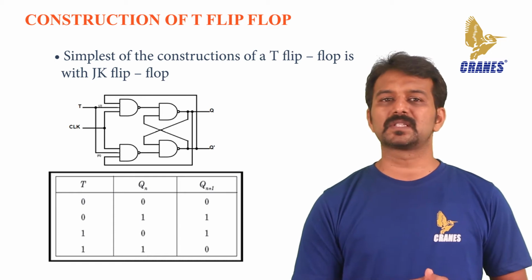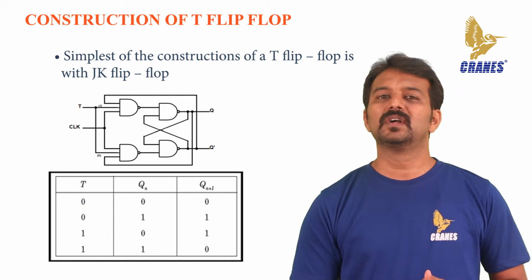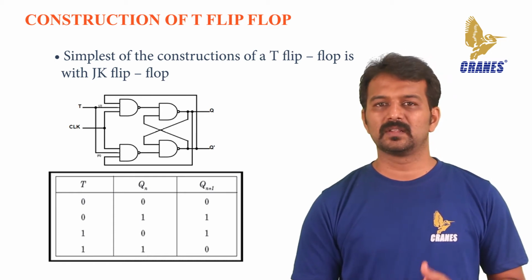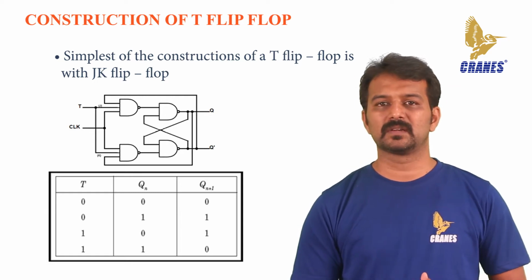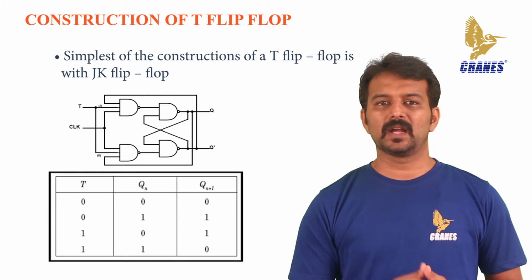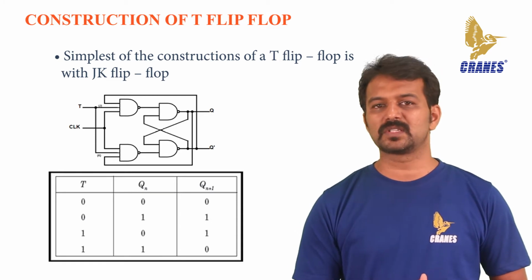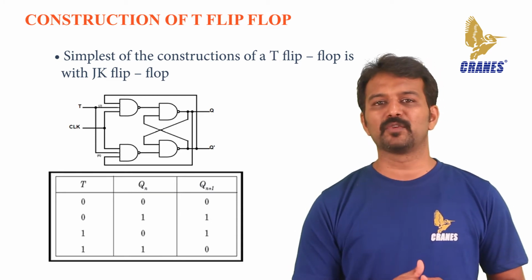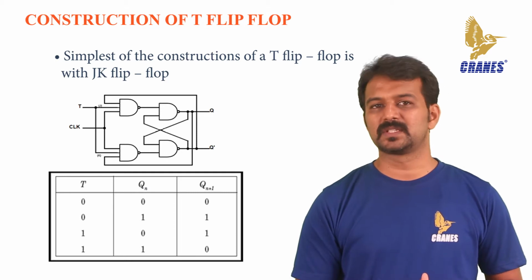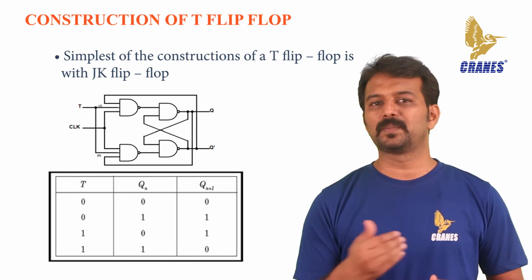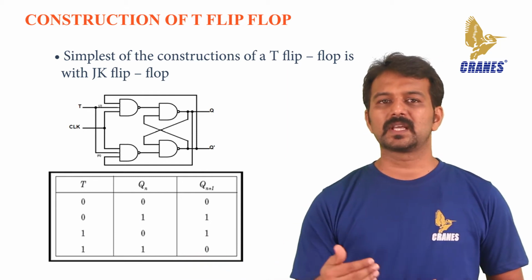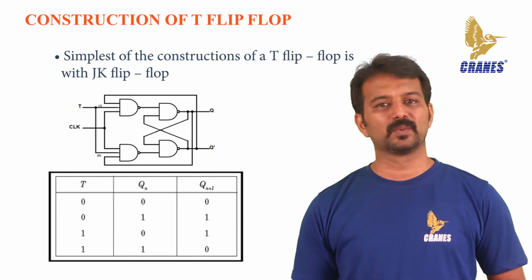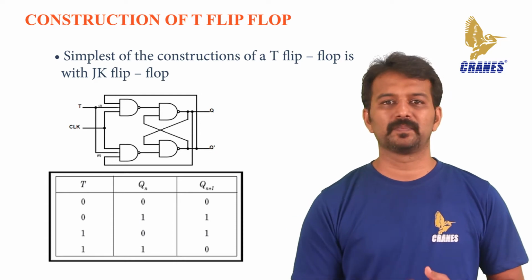When the T input is high and during the positive transition of the clock signal, the next state of the T flip-flop is nothing but the inverse of the present state. When T equals 1 and the present state equals 0, then the next state is 1. Next case is T equals 1 and the present state equals 1, then the next state is 0.